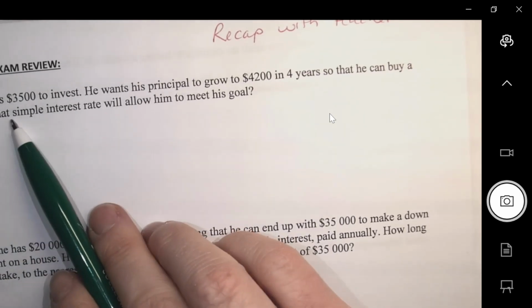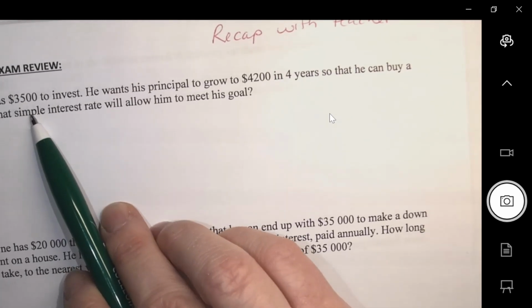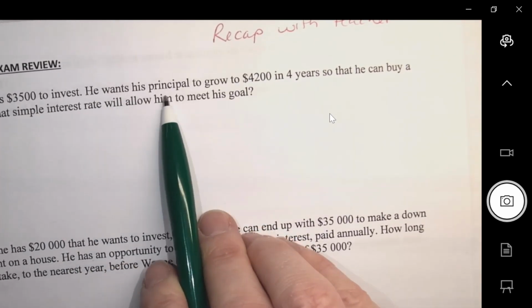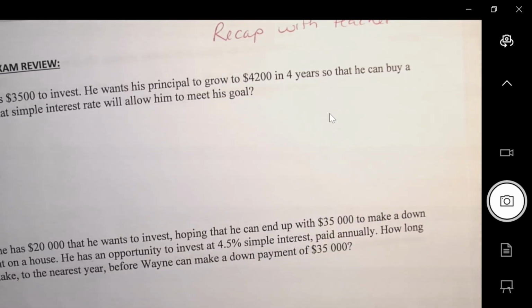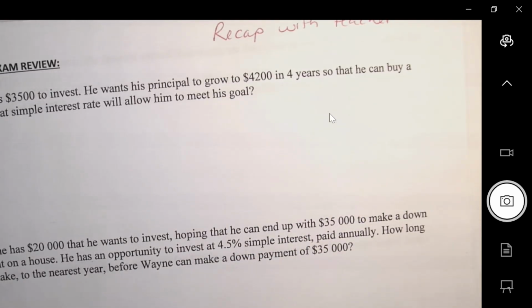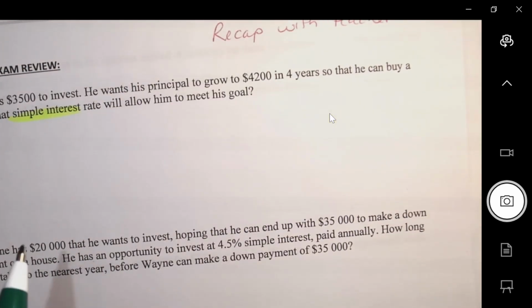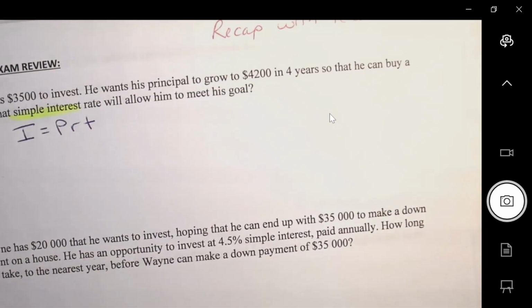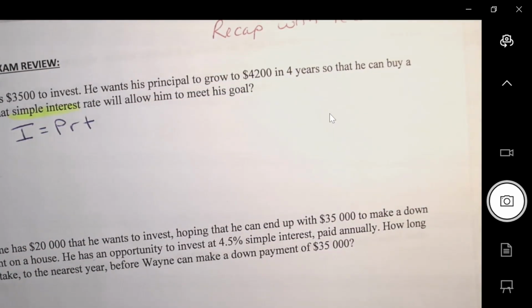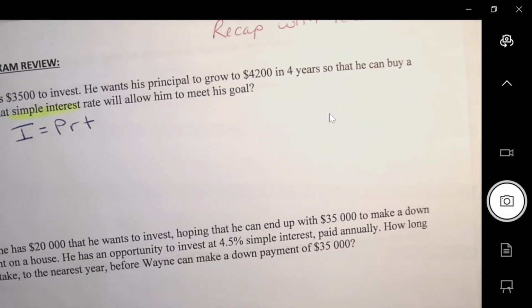Okay, so Kevin has $3,500 to invest. He wants his principal to grow to that in 4 years. So what simple interest rate will allow him to meet his goal? As soon as I read it, which of the 3 strategies? Simple interest. So I'm going to instantly write I equals PRT. Okay? I just read simple, so I just do that before I even start crunching numbers.